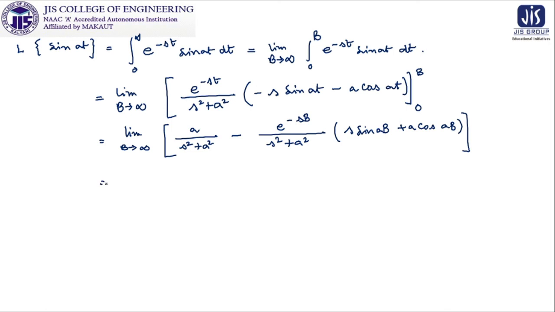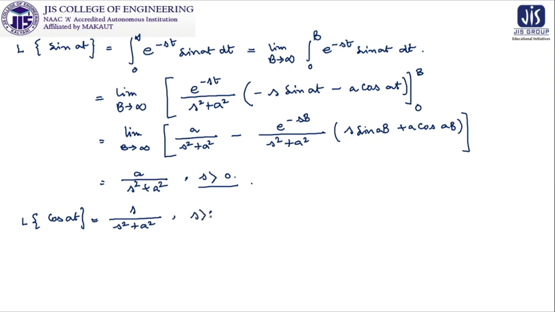Now only one thing is remaining, limit b tends to infinity we have to substitute, and we can write it as the first term is not depending on b, a by s square plus a square, and the remaining term will become 0 because e to the power minus sb will bring the whole term to 0 when b tends to infinity. So we just have to mention here that s is greater than 0. In the similar manner, we can find out Laplace transform of cos at, which will be s by s square plus a square, s greater than 0.